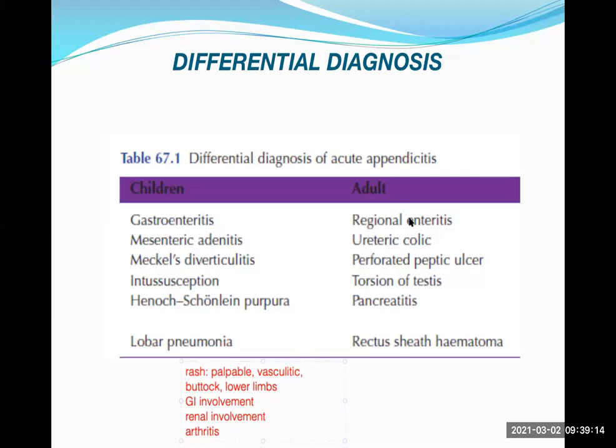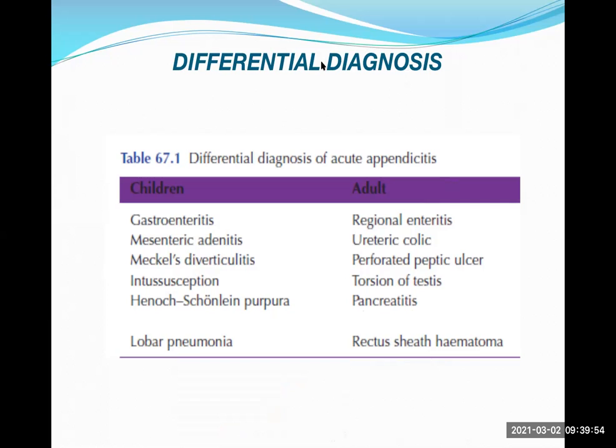Now let's go to the adult. What are the common differential diagnoses? Though we have already listed them. Regional enteritis, also sometimes known as Crohn's disease, ureteric colic, where there's a stone in the ureter, perforated peptic ulcer, which also causes peritonitis, that's why it is considered. Torsion of the testes, which also has referred pain. Pancreatitis, another cause of severe abdominal pain, and sometimes even rectus sheath hematoma, which is present in the superficial part of the abdominal wall.